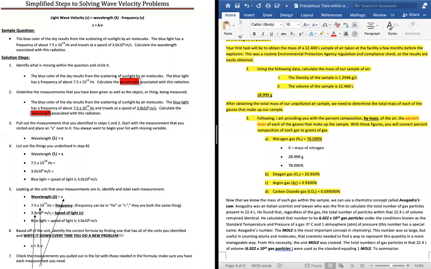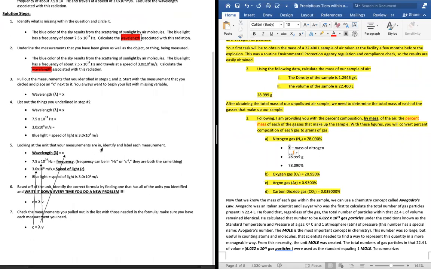78.090%. So there we go. Those are the 2 numbers that I had in my question that I underlined. And then I go on to step number 5. So math is nothing but a relationship. It's a statement of a relationship between measurements. So in order to do math correctly, I need to know what measurements I have. So in step 5, we look at the unit of the measurement and identify and label it.